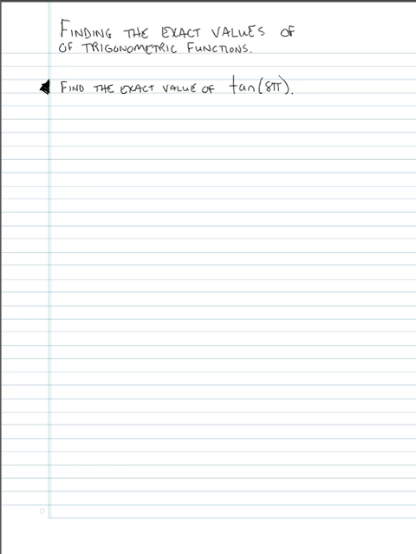Okay, we're asked to find here the exact value of the tangent of 8 pi. Okay, so let me show you what I'm going to do. I'm going to count by pi's or 2 pi's here, so I'm thinking of a unit circle. So we've got this unit circle. I don't have to be exact here. I'm just trying to get an idea.